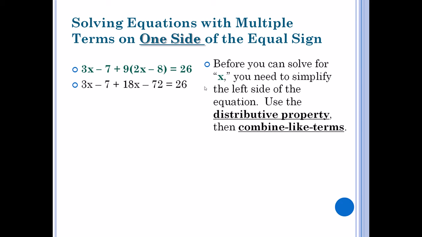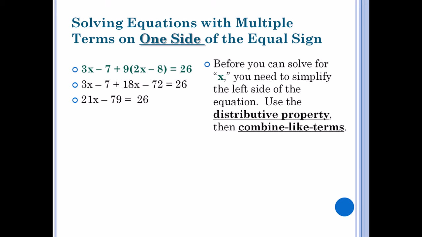All right. Now that we've used the distributive property, we need to group up our matches. So here I have a 3x. Any other x's? Oh, look at that, plus 18x. No other x's. So positive 3 and positive 18 give me a positive 21. Now I've got to take away 7. Any other regular numbers? Yep, take away 72. So negative 7 and negative 72 is negative 79. So 21x, take away 79 equals 26. Now it looks like an equation you can solve.